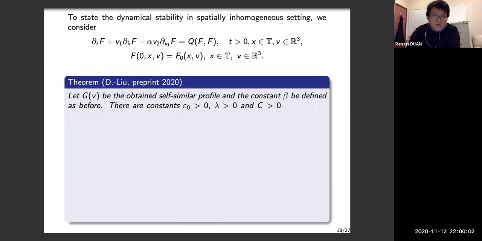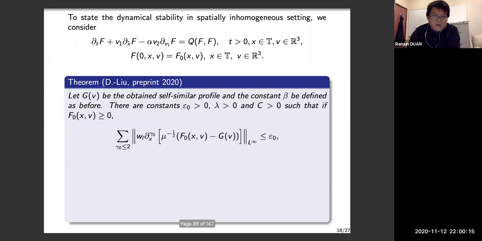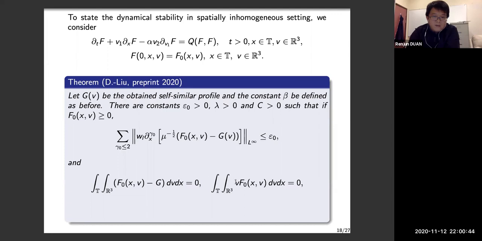Then we can see there are some constants: a small epsilon zero, lambda also strictly positive, and C usually very large, such that in case we have initial data physically non-negative, and also suppose the perturbation of F_0 around this self-similar profile is small with an exponential polynomial weight. Suppose we have space derivatives up to second order with the same, for instance, Nth order polynomial weight that is small, and also we have conservation of mass and momentum. We didn't assume the conservation of the energy.